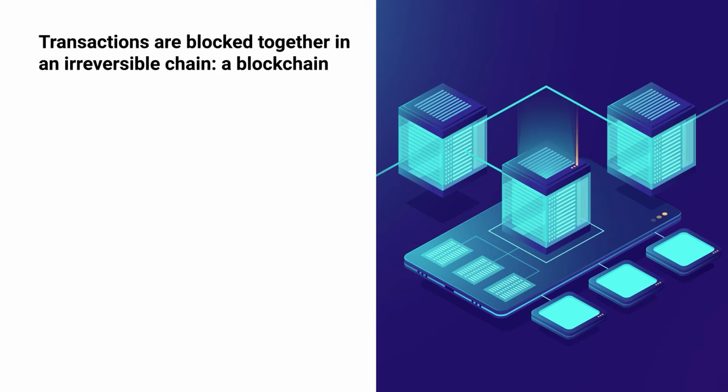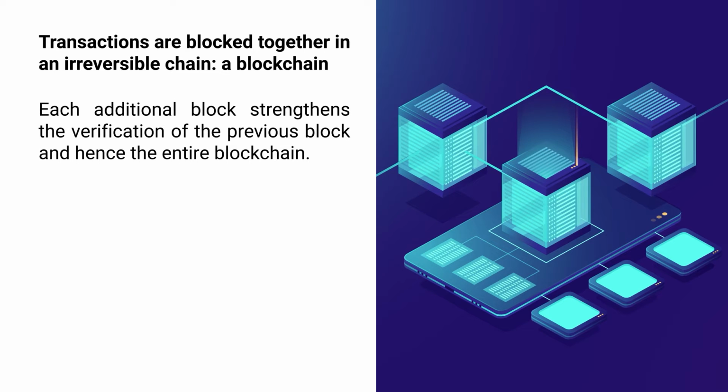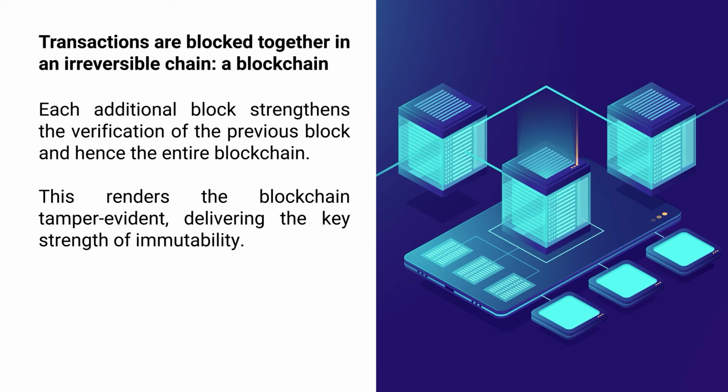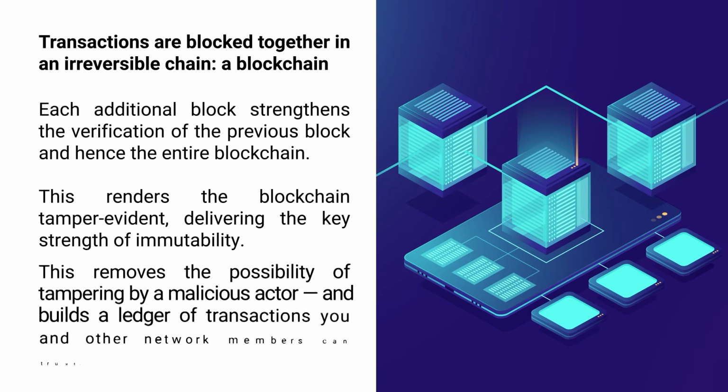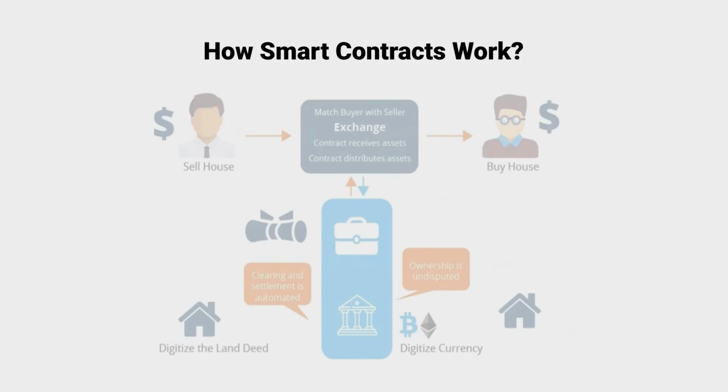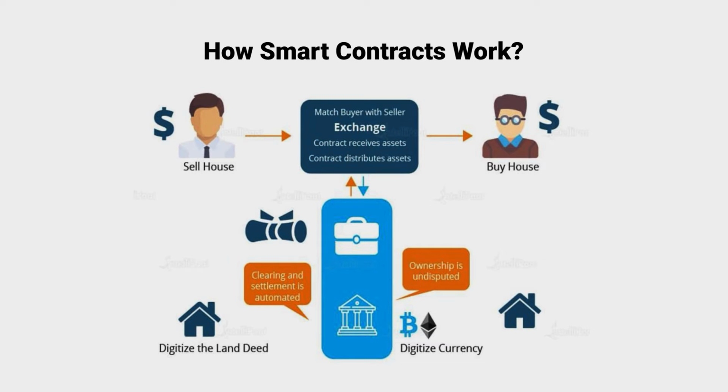Third, transactions are blocked together in an irreversible chain called a blockchain. Each additional block strengthens the verification of the previous block and hence the entire blockchain. This renders the blockchain tamper evident, delivering the key strength of immutability. This removes the possibility of tampering by a malicious actor and builds a ledger of transactions you and other network members can trust. This is a simple illustration of how smart contracts work.